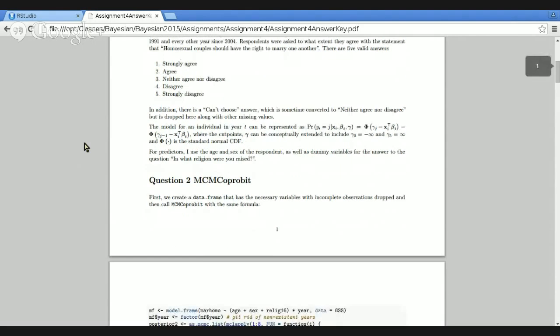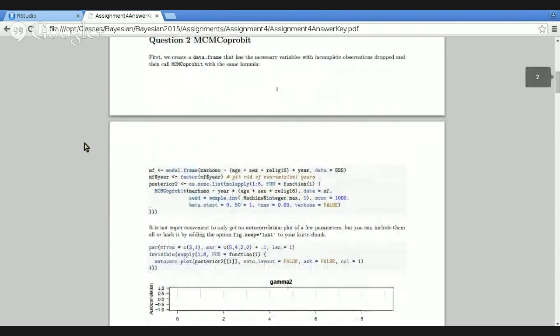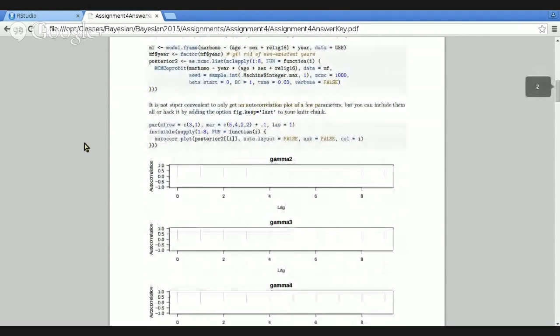So if we try this in ordered MCMC oprobit, the first thing to do is to create a data frame that only has the complete cases. There's a variety of ways that you can do this. Maybe the most elegant way that I know of is to use the model frame. That takes in a formula and a data set, and it returns a data frame that just has the complete cases.